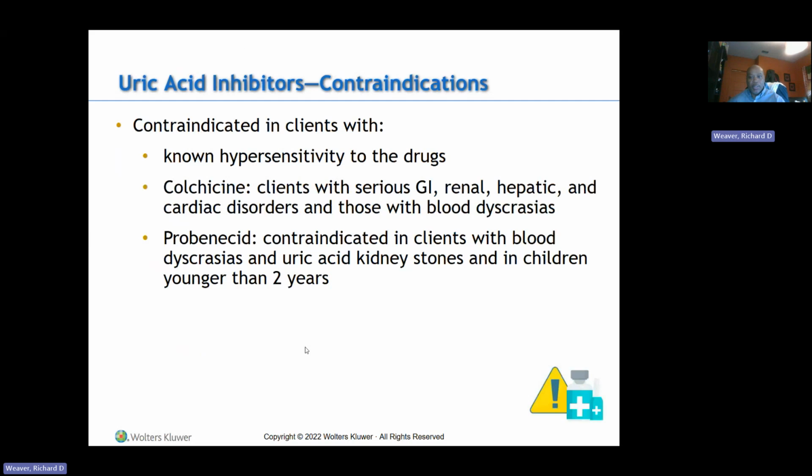As far as contraindications, if the patient has a known hypersensitivity, do not give it. Colchicine in particular should not be given to patients with serious GI, renal, hepatic, and cardiac disorders, and of course those with blood dyscrasias. Probenecid is contraindicated with patients with blood dyscrasias as well, uric acid kidney stones, as well as in children who are younger than 2 years old.